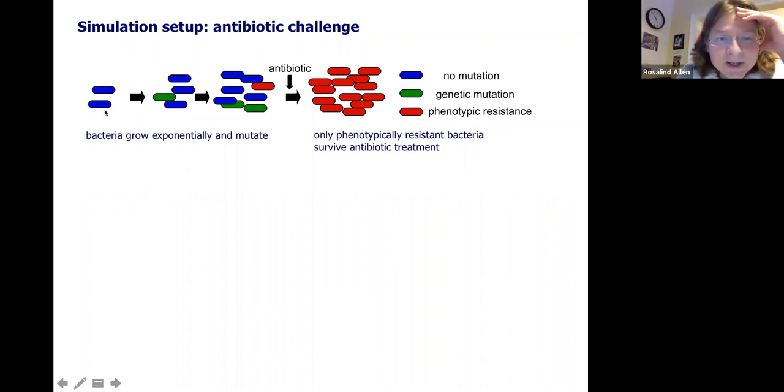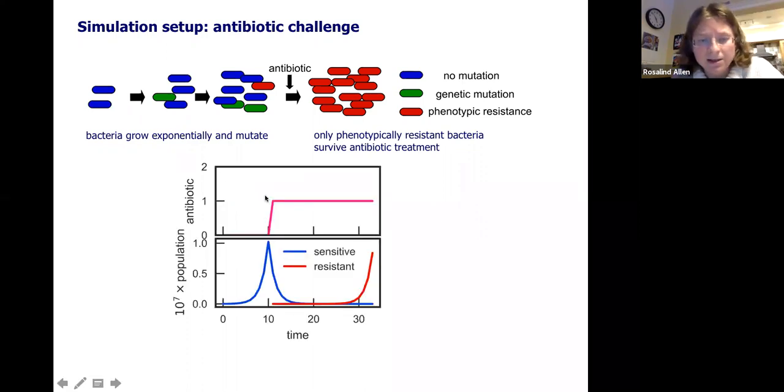So in this experiment, we suppose that we have a population of bacteria which grow exponentially in the absence of antibiotic. And during that time, they're also mutating, as bacteria do. And then at some time after this exponential growth has proceeded for a while, we subject the population to an antibiotic such that only the phenotypically resistant bacteria survive. Okay, so that's the experiment.